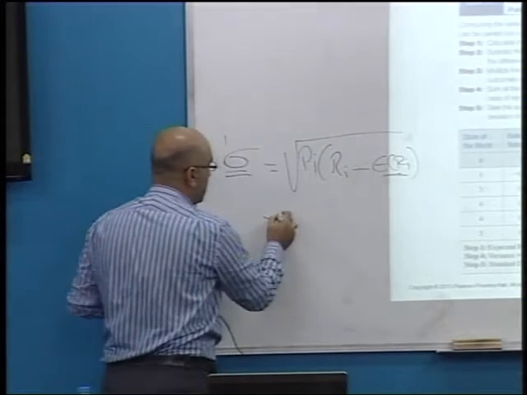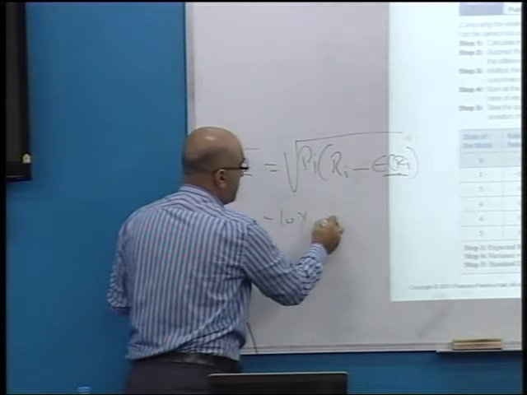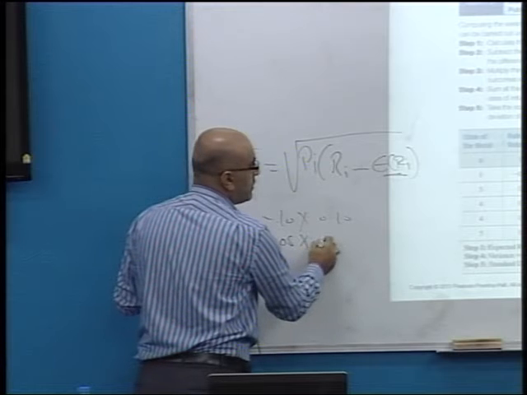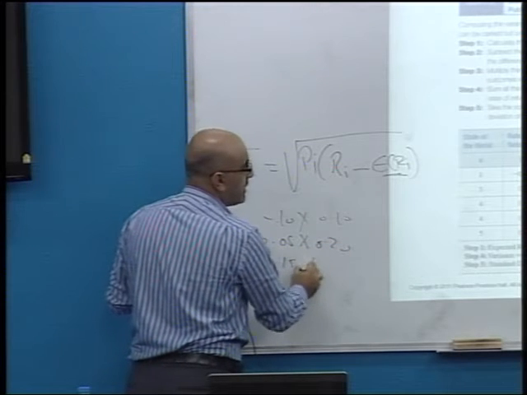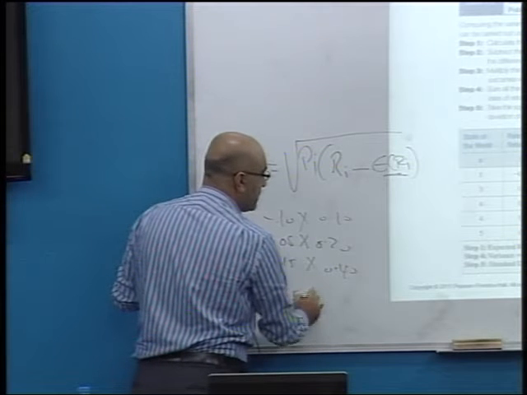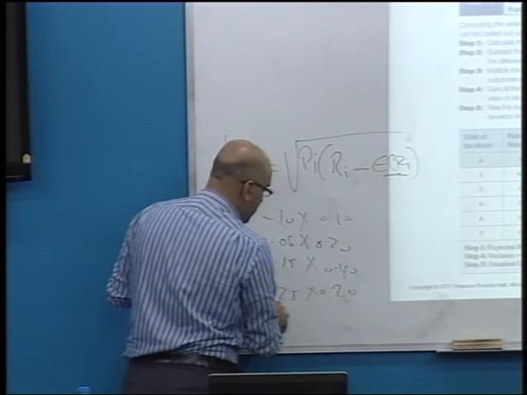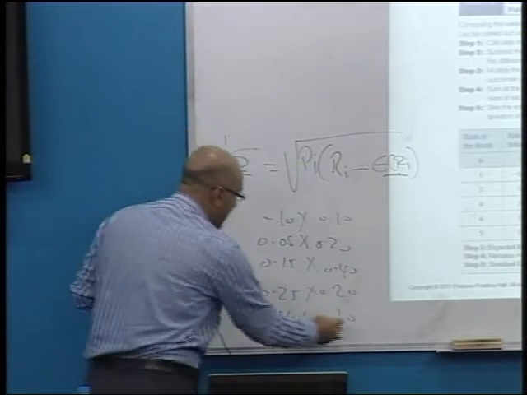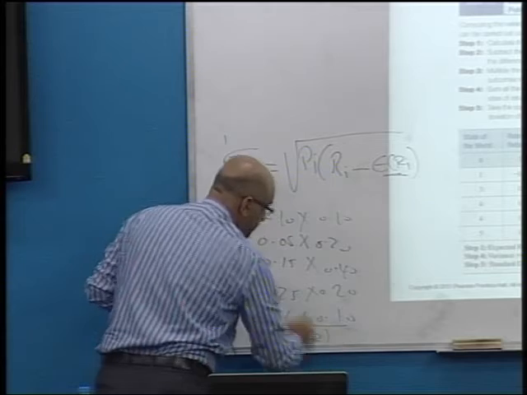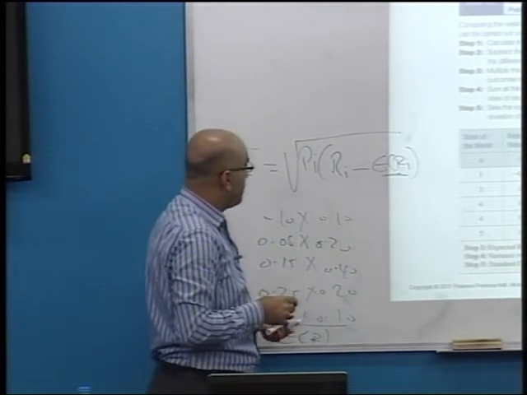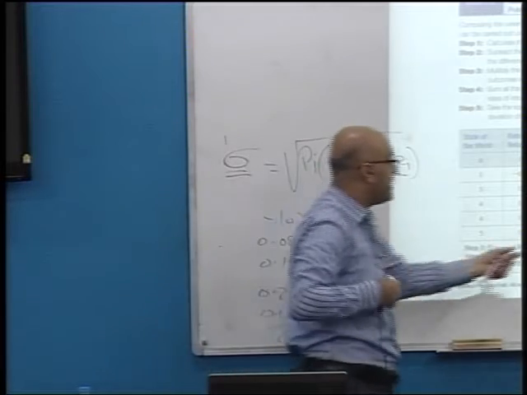Okay? Minus 10 times 0.10. 0.5 times 0.20. 0.15 times 0.40. 0.25 times 0.20. 0.40 times 0.10. And then we will get the expected rate of return. Okay? So the expected rate of return is 0.15.